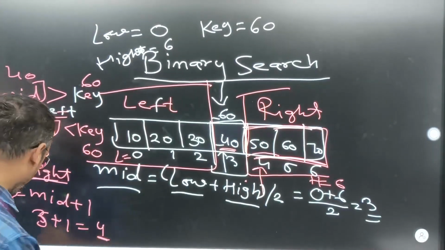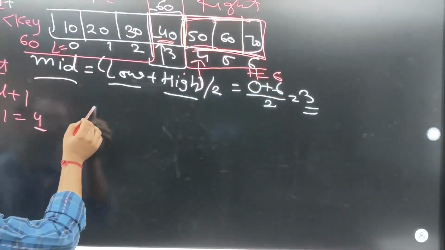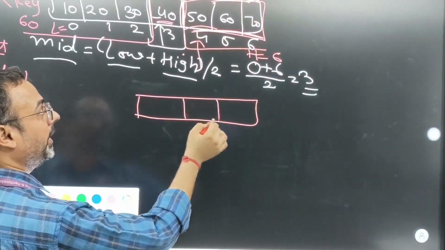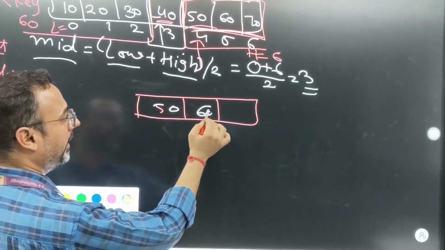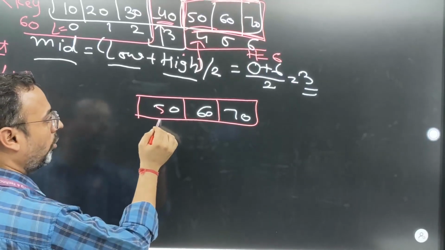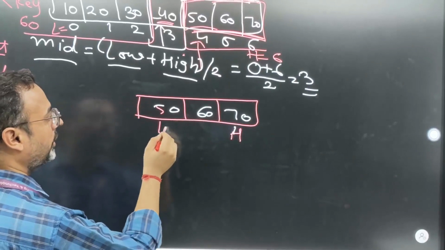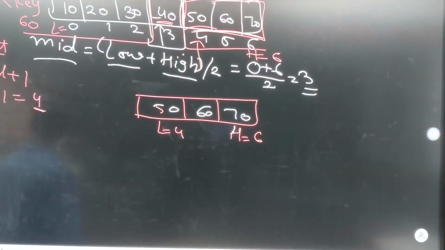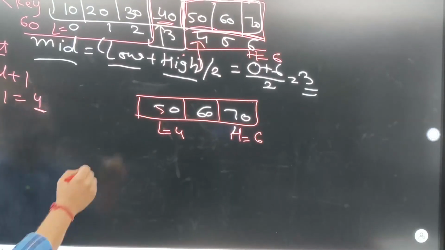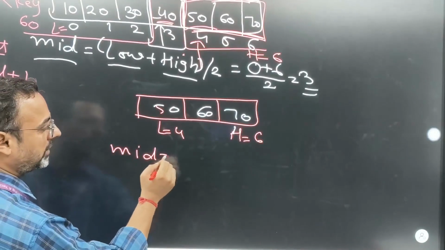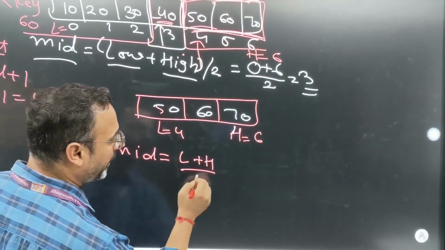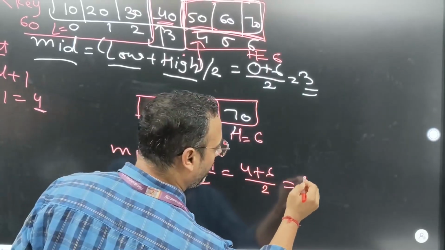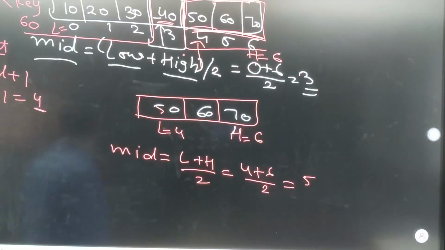So my new array is this: 50, 60 and 70. This is my low, this is the high. Low value is 4, high value is 6. Now I need to find the mid element. Mid is equal to, again the same procedure, low plus high divided by 2. So 4 plus 6 divided by 2 gives 5. The fifth index number is the mid value.